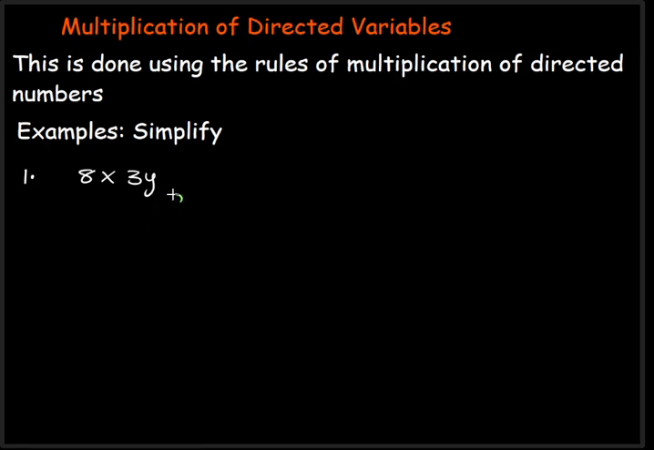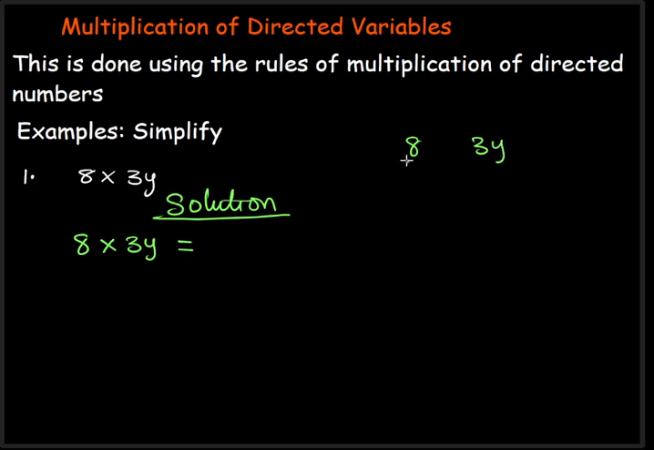So let's see, simplify 8 times 3y. Like I said in our previous video, unlike terms can multiply, but they cannot add. So what we have here is 8 times 3y. Normally 8 and 3y are not like terms. This one is just a number, this one carries a variable, so they are not like terms. So they can't add. If you are to add, this is your final answer.